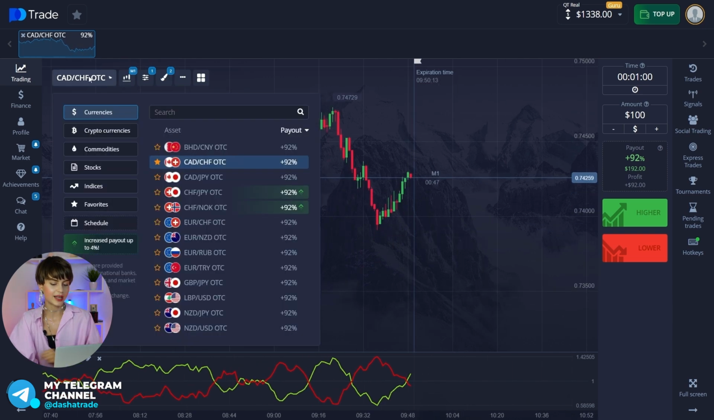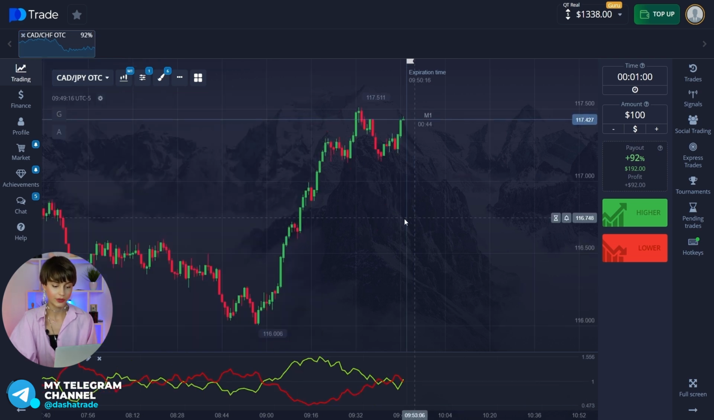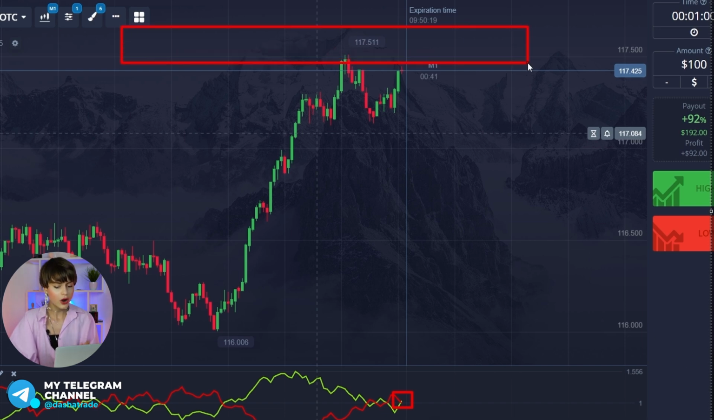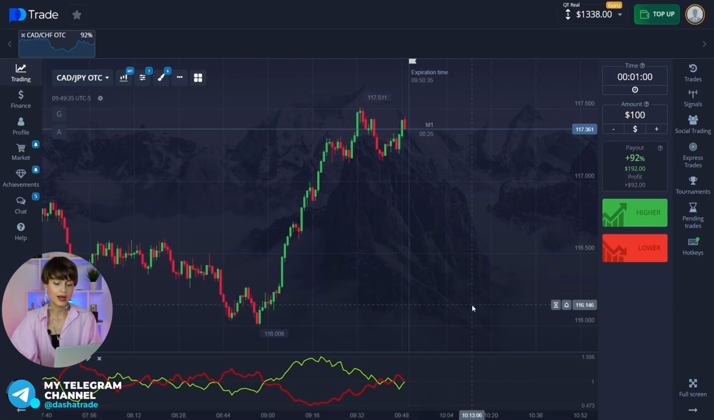Meanwhile, plus $192 on our balance, we go on. Watch this case, guys. This is indeed an intersection on our indicator, but we keep in mind our level. There is a strong level of resistance here, so opening a deal with higher here would be a mistake. This is why we do not do that and we go on.